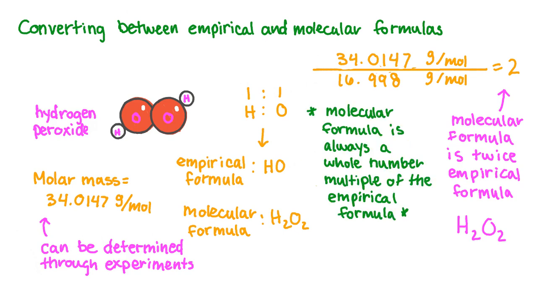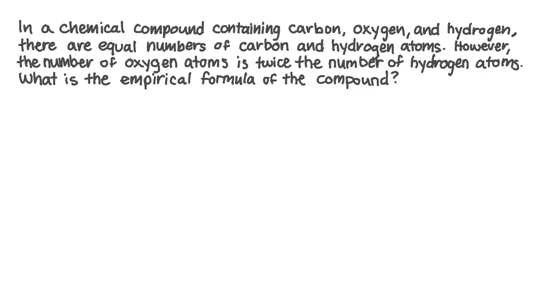One thing that we'll notice from this example is that the molecular formula is always a whole number multiple of the empirical formula. So now that we know what empirical formulas and molecular formulas are, and how to obtain both of them from experimental evidence, let's take a look at some example problems.